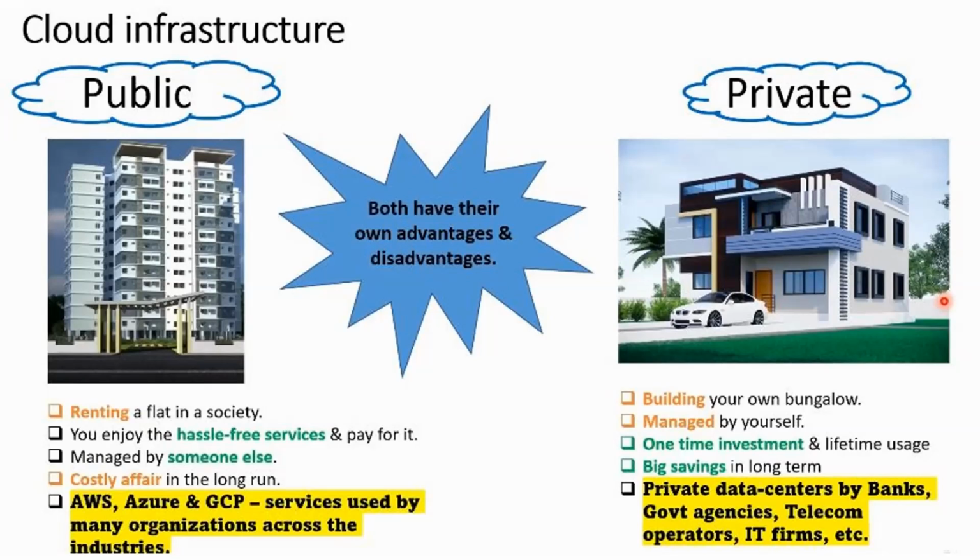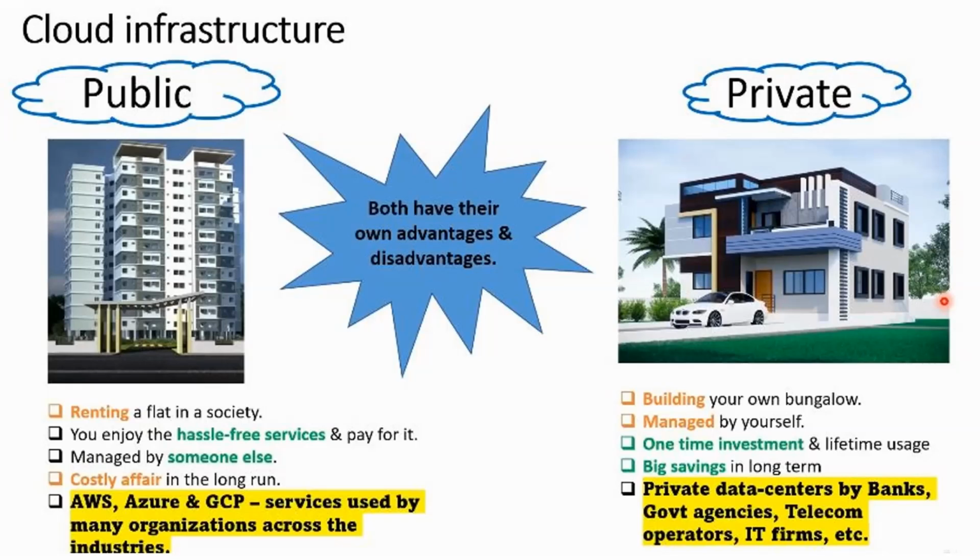So it is being managed by someone else as a cloud. It is costly. And again, if you are using it for short and sweet, it could be much cheaper. But if you're using it for a long time, then there are different ways we can optimize the cost. So AWS, Azure, and GCP are generally your apartment builders. These are the guys who are providing the cloud services.